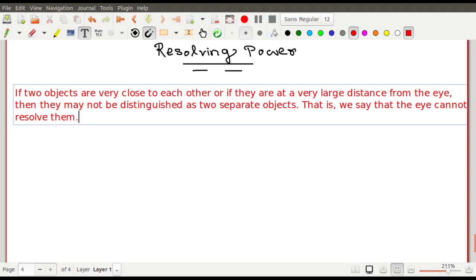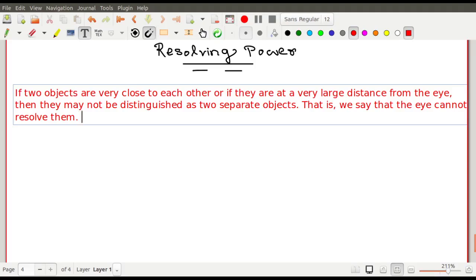Resolve means being unable to separate. Resolution means to separate out, at least in this discussion. I don't speak about the dictionary meaning of resolution, but at least in today's class, resolve or resolution means to identify them as different objects. That is, we say that the eye cannot resolve them.